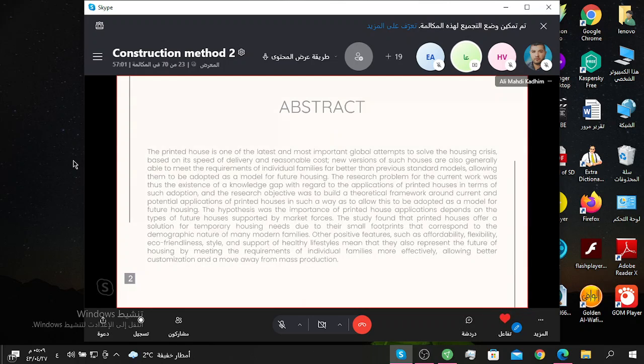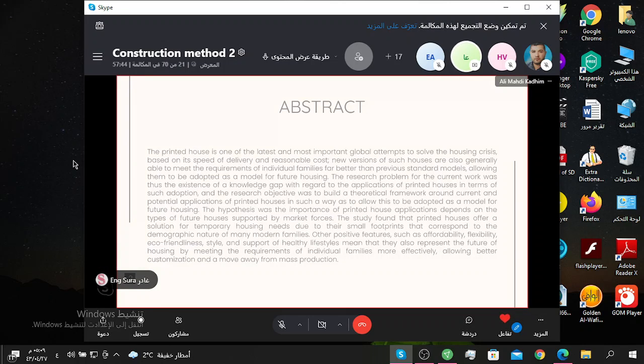And the research objective was to build a theoretical framework around current and potential applications of printed houses in such a way as to allow this to be adopted as a model for future housing. The hypothesis was the importance of printed house applications depends on the types of future houses supported by market forces. The study found that printed houses offer a solution for temporary housing needs due to their small footprints that correspond to the demographic nature of many modern families.